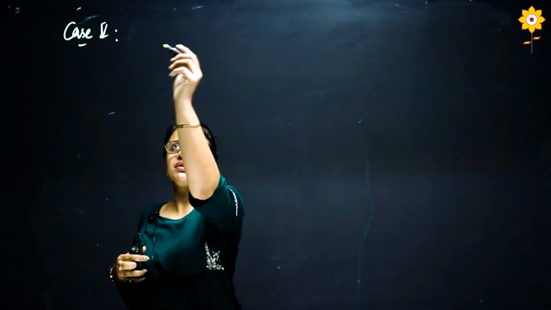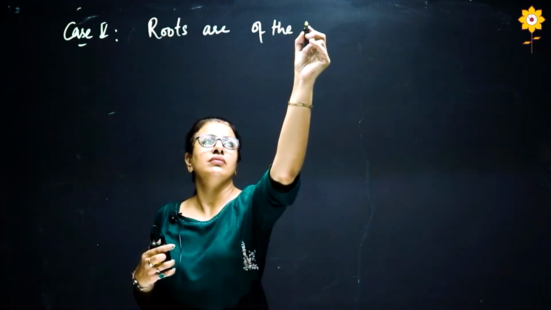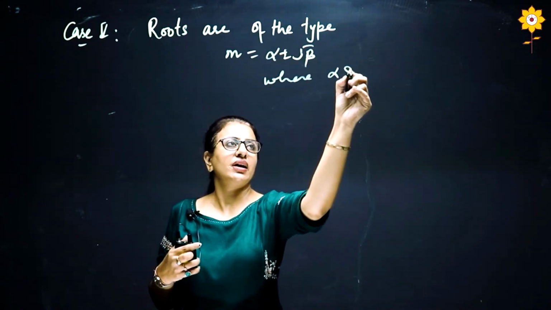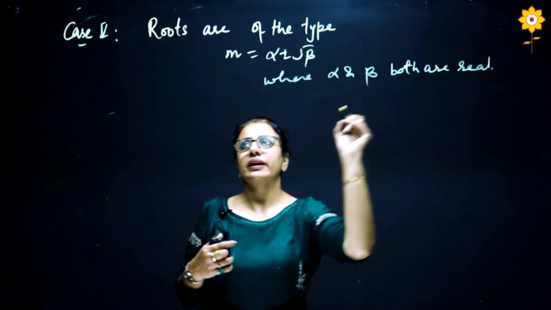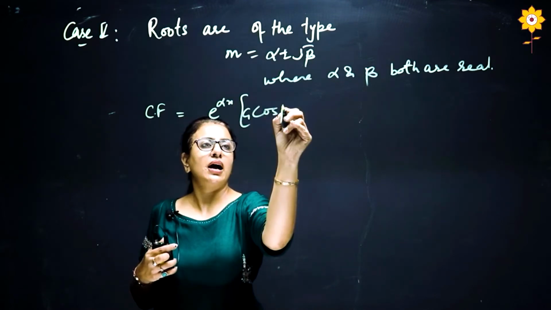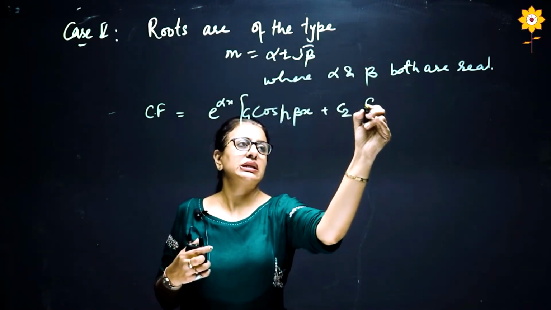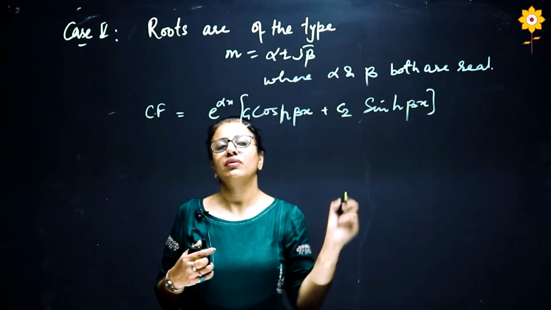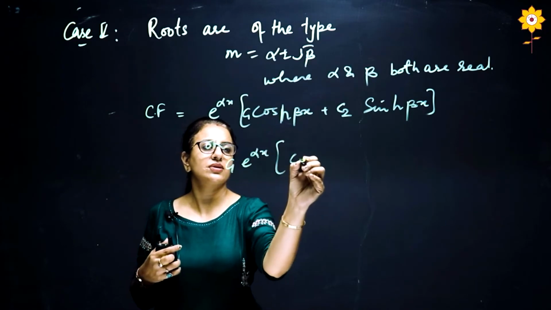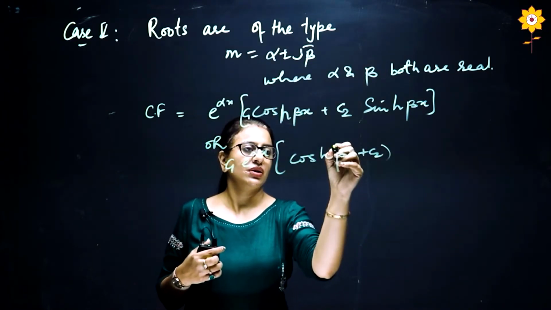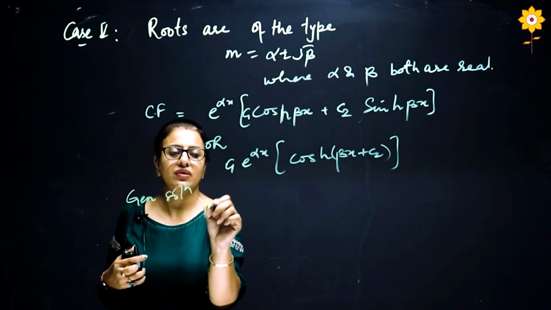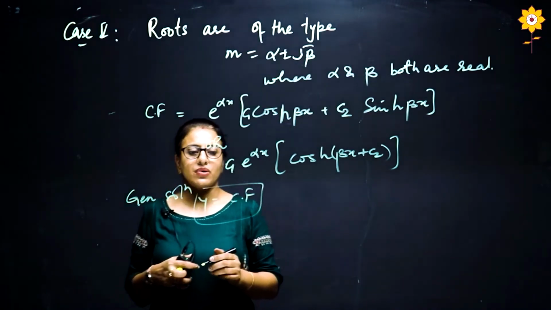So that would be the formula for CF, and hence we can find the general solution, which is y equals CF. Now case number 5: how to find the CF if we have a different kind of roots, where alpha and beta are both real. In this case, the formula for the complementary function would be e raised to alpha x times C1 cos hyperbolic beta x plus C2 sin hyperbolic beta x. Otherwise we have one more formula: C1 e raised to alpha x cos hyperbolic beta x plus C2. We can use this formula to find CF, and hence the general solution is y equals CF.